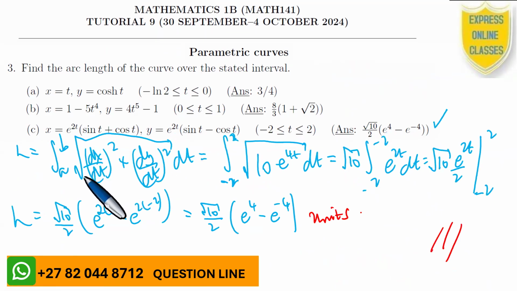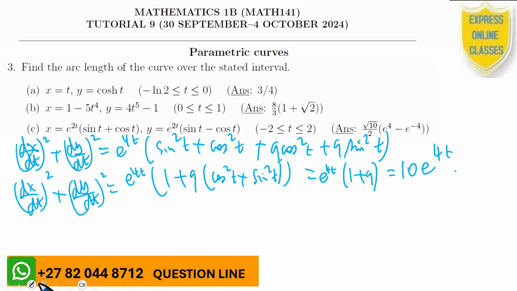which means you have the integral from a to b of dx dt squared plus dy dt squared, dt. And the dx dt squared plus dy dt squared gives us 10 e to the 4t, because that's what we got. But we put everything under the square root in the arc length formula. So we put 10 e to the 4t under the square root.